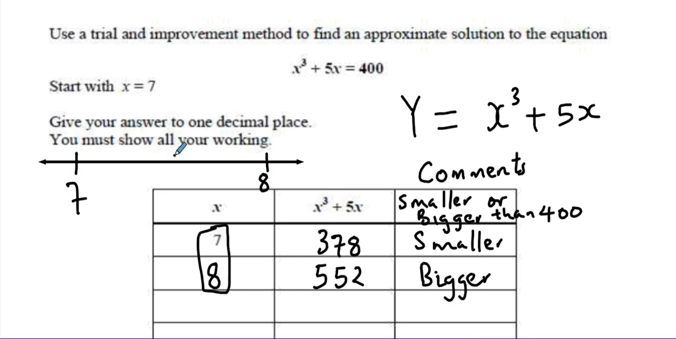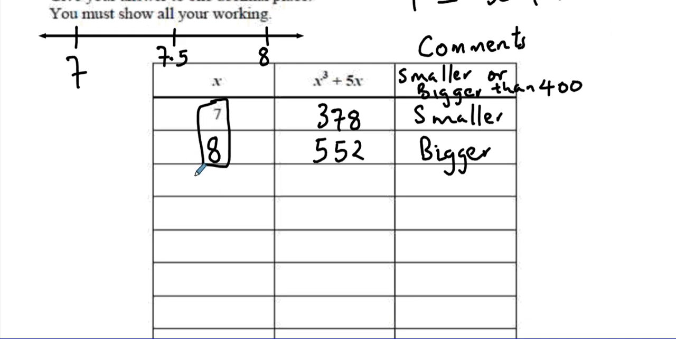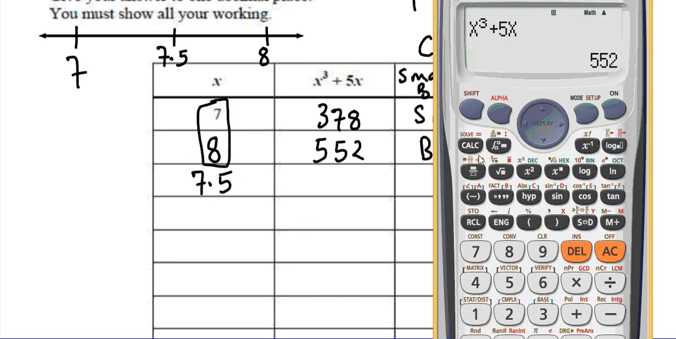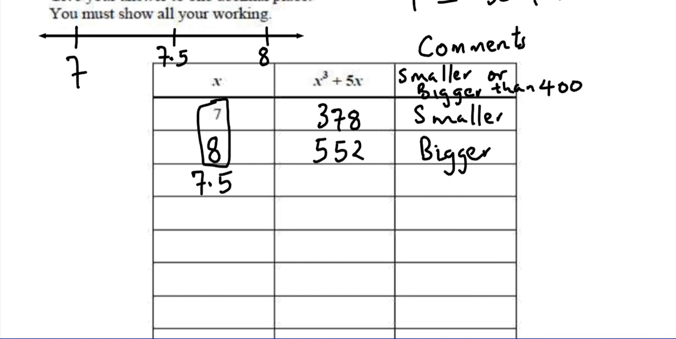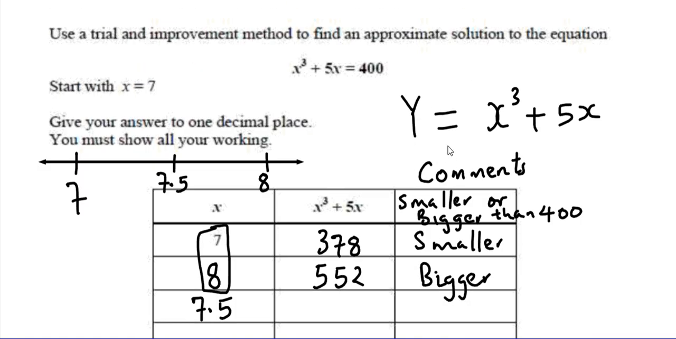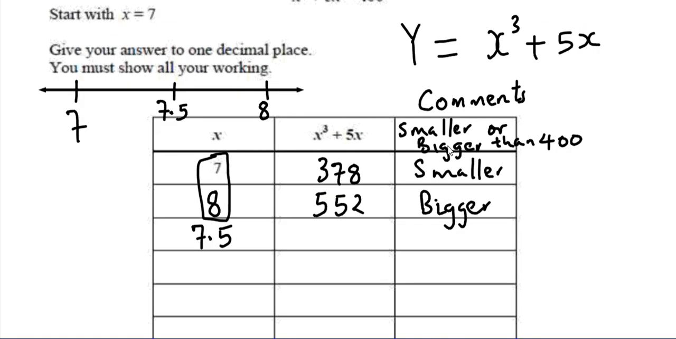So try the number exactly halfway between 7 and 8. That is 7.5. Okay. So try 7.5 and see how much you get. Okay, so we are getting 459.